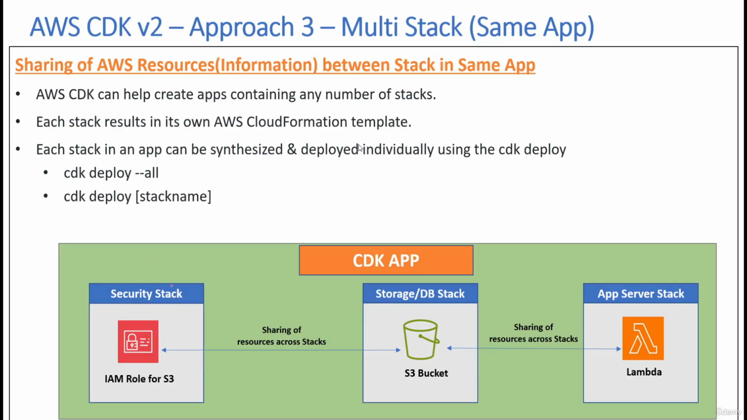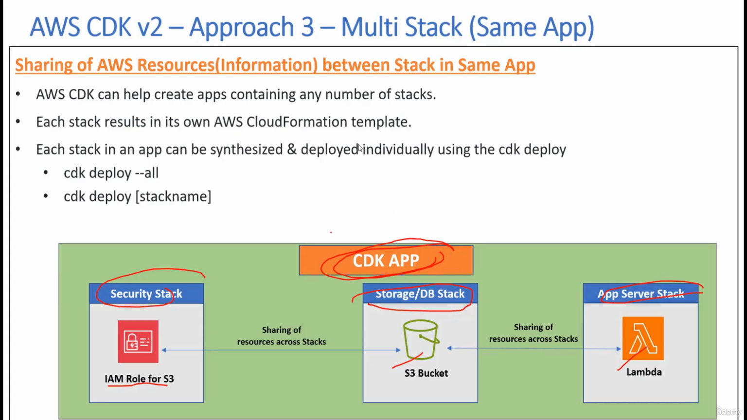Now let's take a look at this diagram. So here you can see we have one CDK app, and within that we have three different stacks. So you have a security stack, which would have an IAM role or security group. Then you could have a storage database stack, which would have an S3 bucket or any of the databases, say DynamoDB or RDS. And then you could have an app server stack where you have the Lambda function or EC2.